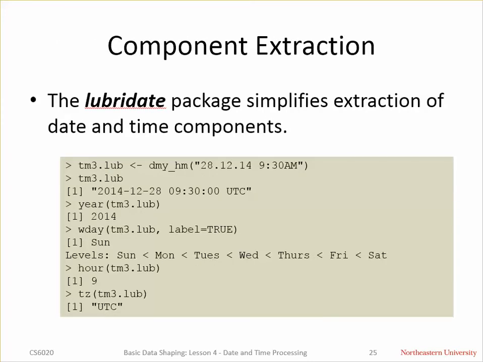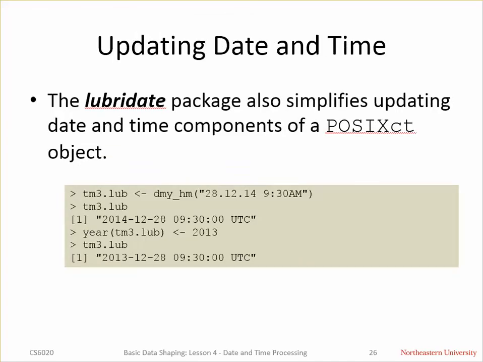You can also use the functions year, wday for weekday, hour, and tz to extract the various date and time components of a lubridate date object. You can also update date and time components of a POSIXct object using lubridate. Here are some examples of that. For example, you can say year of some lubridate time object equals 2013. That actually changes the year of that. It's a very interesting way of helping you update it versus having to break a string apart and reparse it.